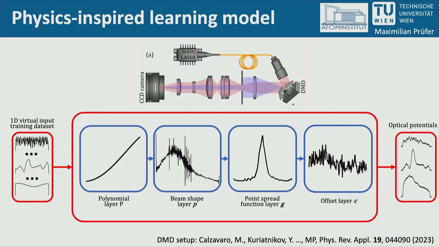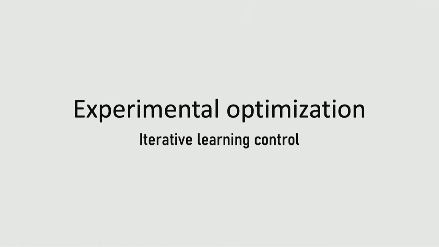And then what we did is we trained this model. There we had to use the actual setup, but we could use that. So this was like a test setup with light. We trained the model using several patterns onto the DMD and then observing the output. So we could train this machine learning model, and then we could go to the experimental optimization.